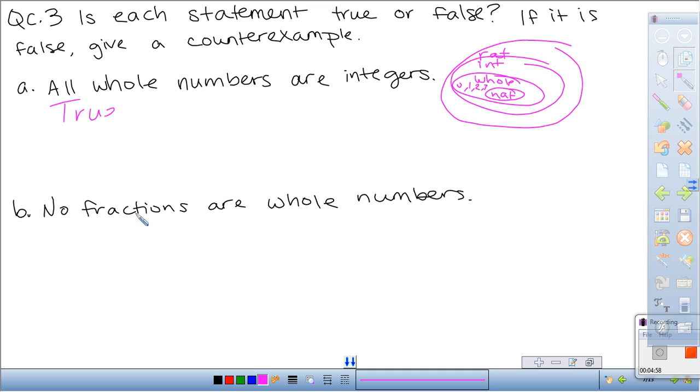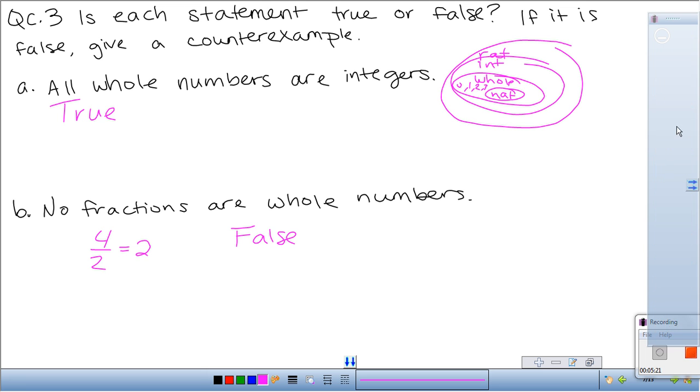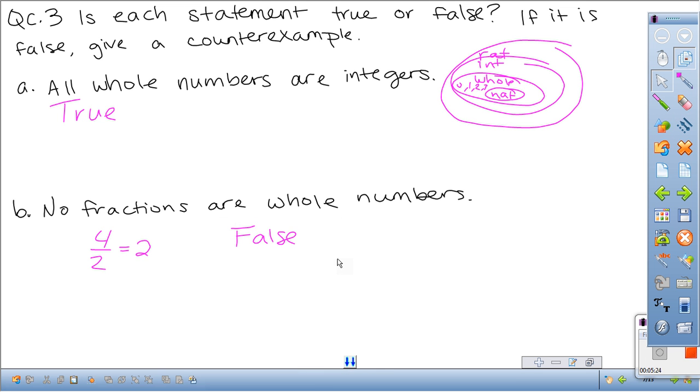B, no fractions are whole numbers. So I have to think of a fraction that is a whole number. What's a fraction that is a whole number? Well, how about a fraction like 4 halves? 4 halves is actually really just 2. So my answer then is false. False, 4 halves equals 2, which is a whole number.